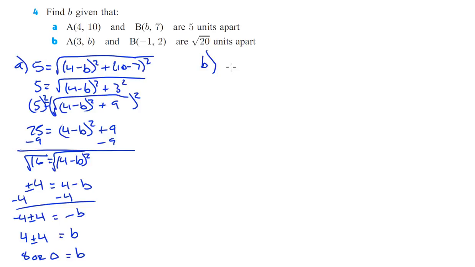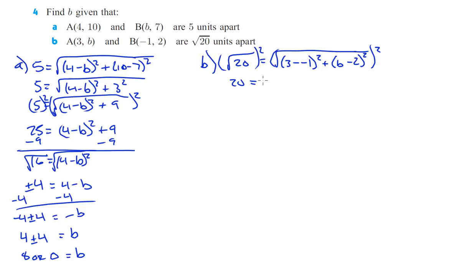We're going to basically do the same thing. So we've got the distance is the square root of 20, and that's going to equal, using our distance formula, the square root of 3 minus negative 1 squared plus b minus 2 squared. A nice first step is to get rid of our roots by squaring both sides. We get that 20 is, doing 2 steps at once, 3 plus 1 is 4 squared, plus b minus 2 squared.